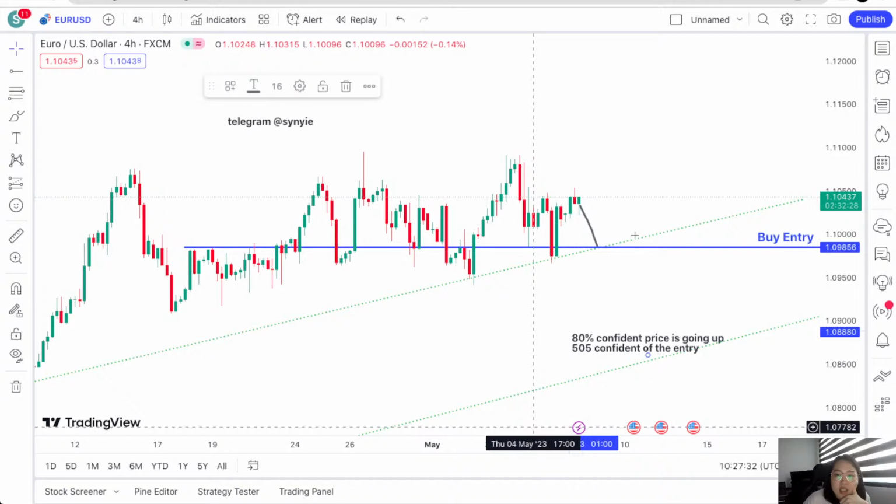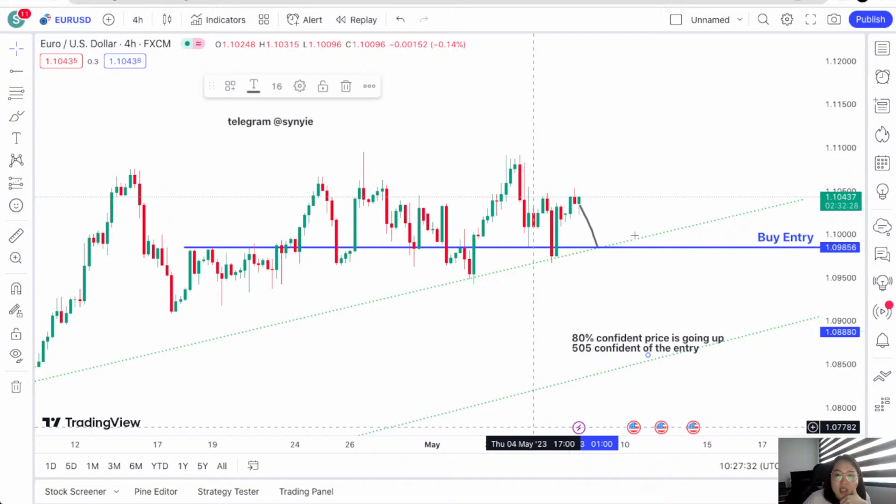Okay, so if I really must force something out of this, this will be my setup. This will be my buy. This will be my take profit. This will be my stop loss, just below the swing low, because I don't expect price to break this trend line. I expect price to continue respecting this trend line.